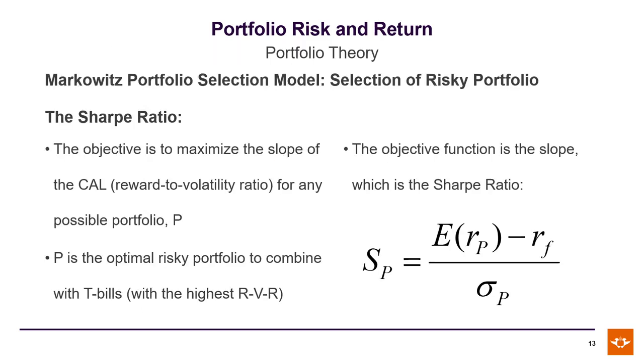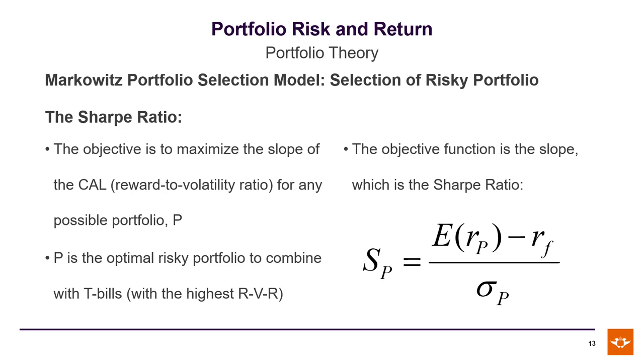And looking at the previous graph, you can see that the objective here is to maximize the slope of the capital allocation line, the reward to volatility or the risk-reward ratio for any possible portfolio P. And here, P is the optimal risky portfolio that we will then combine with the risk-free portfolio or a portfolio with T-bills in order to create our complete portfolio.